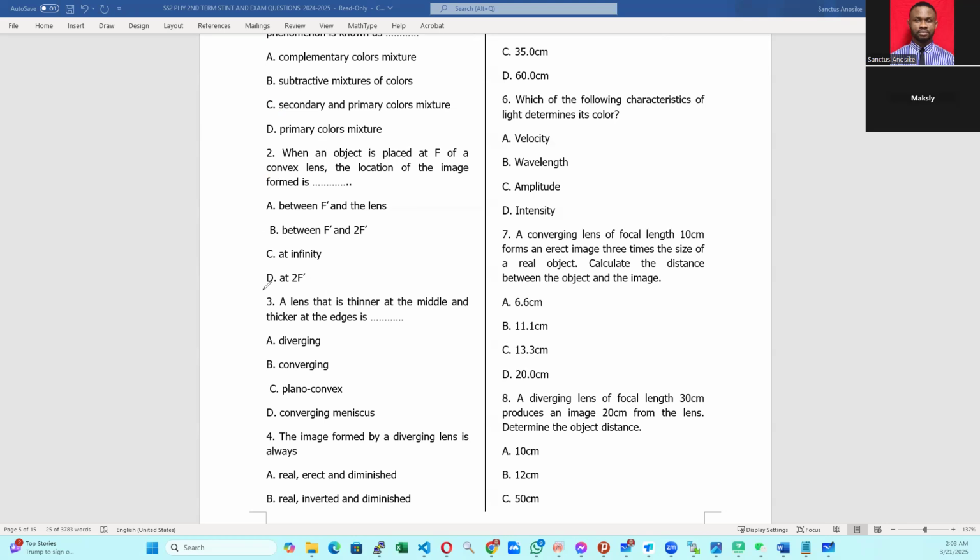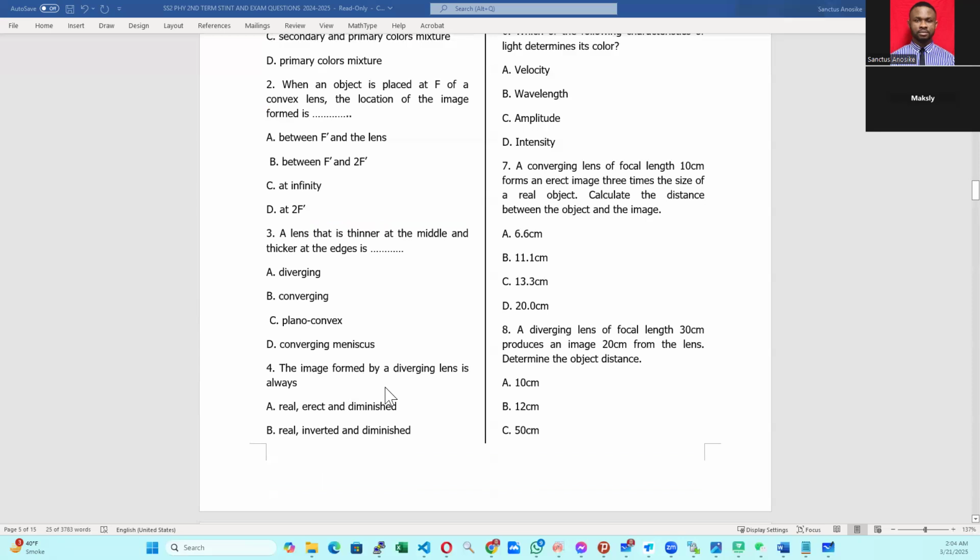Why can't you answer from the two lenses I drew for you now? What's the answer? A lens that is thinner at the middle and thicker at the edges is what? Is it diverging lens? Is it converging lens? Is it plano convex? Diverging lens. And you say you don't know. I thought you meant the names, like concave, biconcave. So that's the one you're talking about.